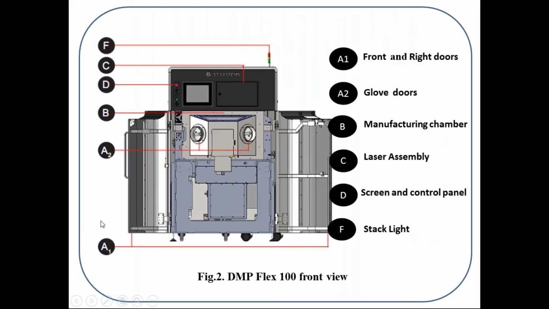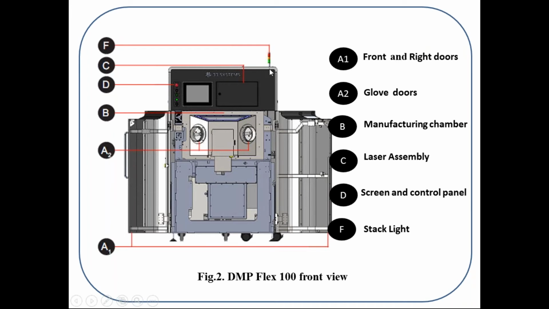And this is the DMP Flex 100 front view. These are the right door and left door. As I discussed earlier, it is the control panel. We can give input commands through the control panel, and also we can load files as well. And coming to see, it is the laser assembly, and the screen and control panel, as I discussed earlier, and the front glove doors are there. These are the right glove door, and this is the left glove door.